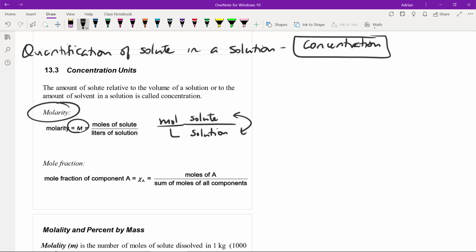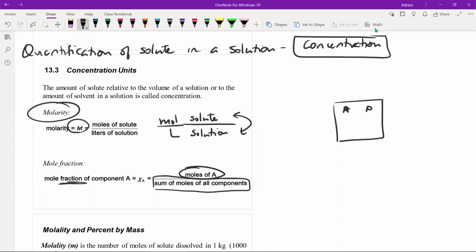What we're also going to see is something called a mole fraction, which is also something we saw previously, a couple weeks ago, when we were looking at gases. We know that the mole fraction is a fraction, it's unitless, and is simply the number of moles of that particular thing, let's say A, divided by the sum of the moles of all of the components in that sample. So let's say we have 2 moles of A, 1 mole of B, and 3 moles of C.